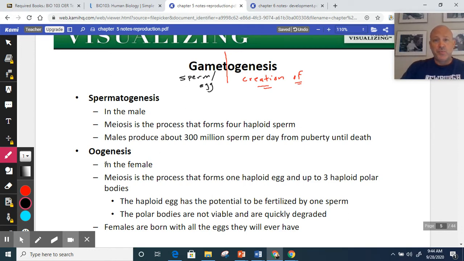In males, the specific type of gametogenesis is called spermatogenesis. So this is creating sperm cells. All right. So this happens as a result of a special form of cell reproduction called meiosis. Remember, meiosis is that type of cell reproduction that produces haploid cells. And we start with one parent cell with 46 chromosomes, and the cells divide once.